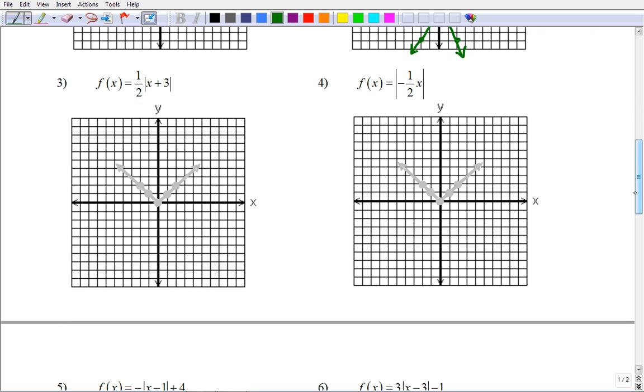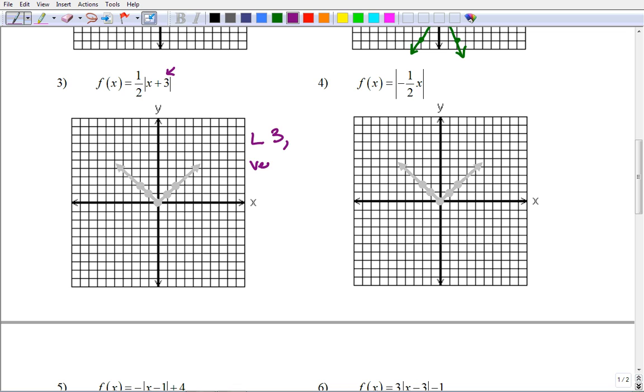On number 3, okay, so we always look for right and left first. So this plus 3 tells us that we're not going to move it to the right 3, we're going to move it to the left 3. And then this 1/2 is away from the x, it's in the front, so that means we're going to multiply the y values by 1/2.